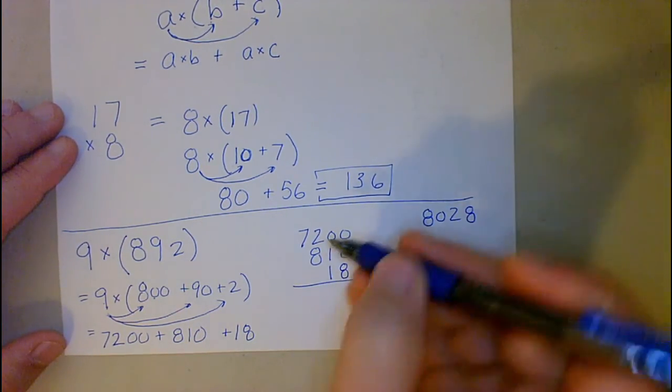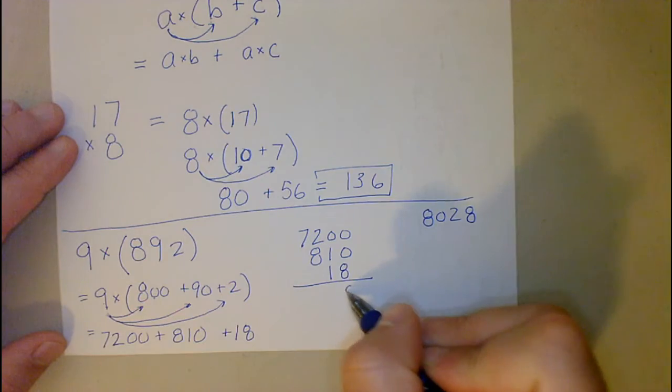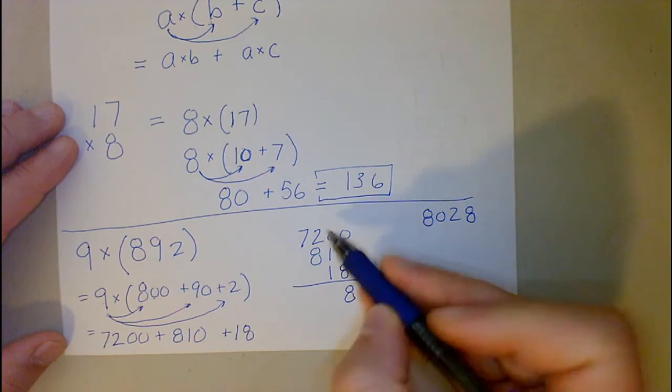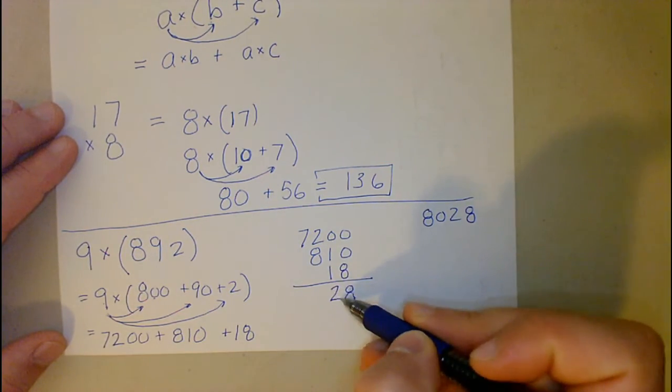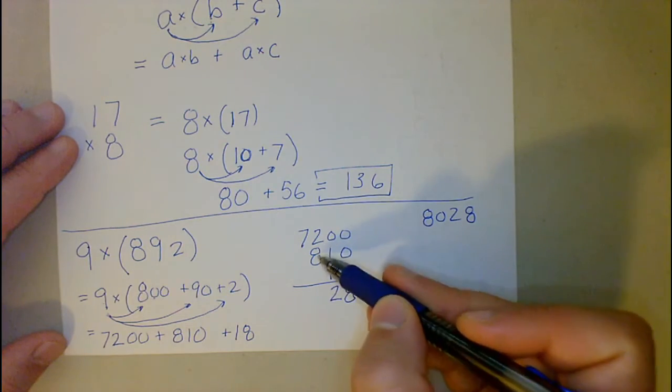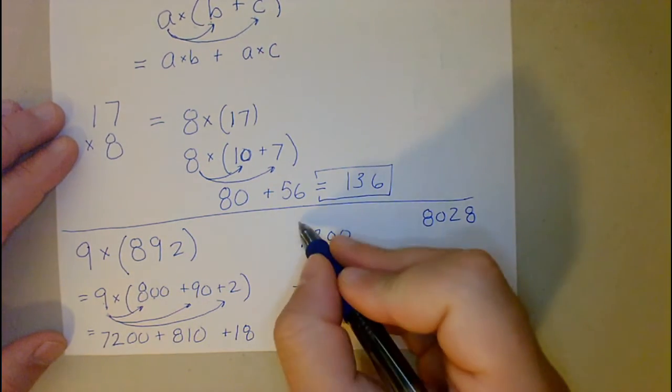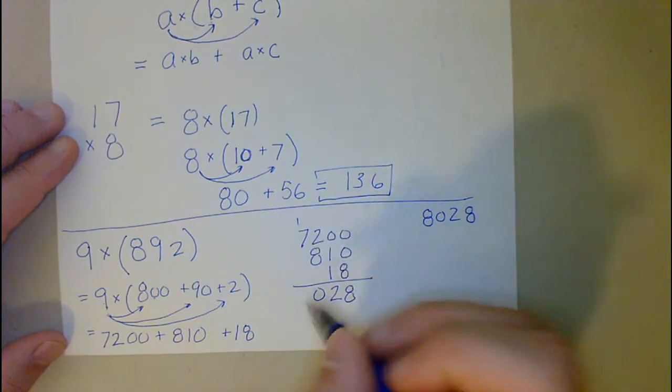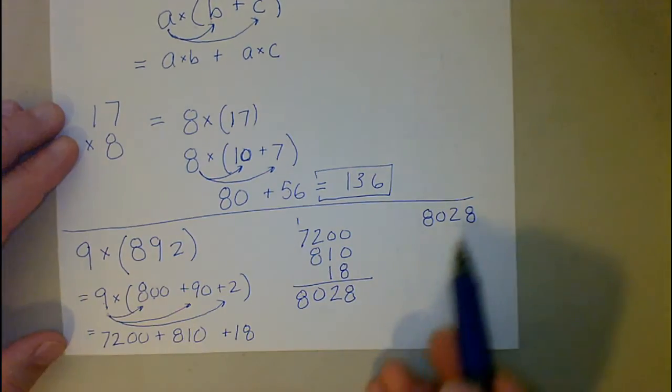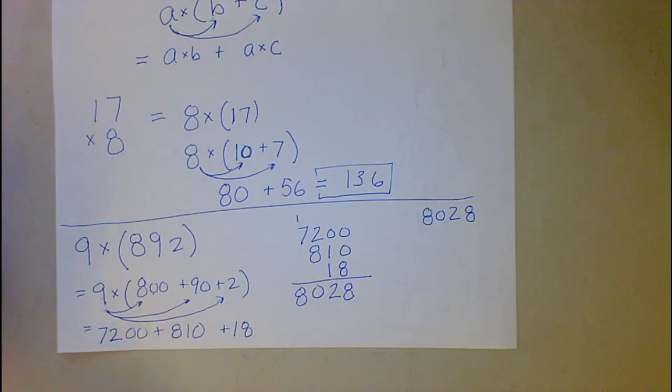Keeping everything in line. The 1 spot, 0 plus 0 plus 8 is 8. The tens spot, 0 plus 1 plus 1 is 2. The 100 spot, 2 plus 8 is 10. Put the 0 there, carry the 1. 1 plus 7 is 8. We get the same answer. So the why and the how behind all this works. It all has to do with the distributive property. And it's the reason why you put zeros where you need to put zeros.